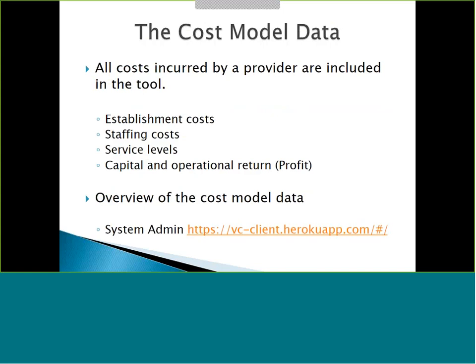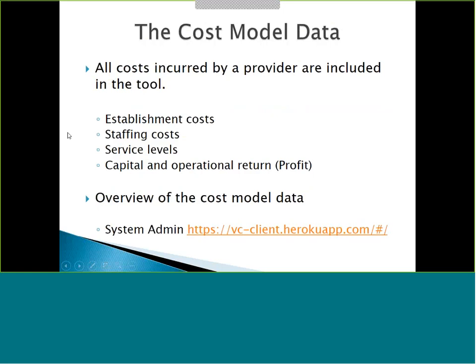So all of the costs incurred by a provider are included in the tool, and that generally is your establishment costs, your staffing costs. The service levels are important. What's the optimum level of service you would expect for any particular service type? And that can be the bandings that we find commonly used in our health customers. And as I said before, the capital and operational return, i.e. the profit level.